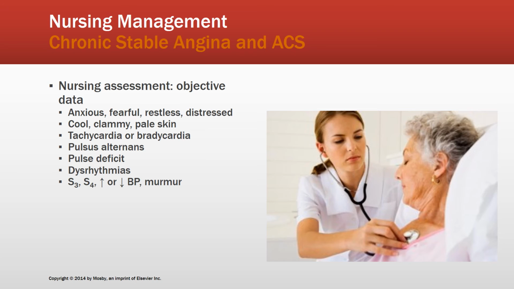Okay, now objective data. As most of you know what objective data is by now, we want to see how they're breathing. We want to see if they're restless, anxious, and a lot of times if they do have anxiety, restlessness, they will be tachypneic, so they'll be breathing pretty fast. We're going to check for cool, clammy, pale skin. We're going to check for pulse deficits, any dysrhythmias. We want to find out if they have any S3s, S4s, any murmurs.